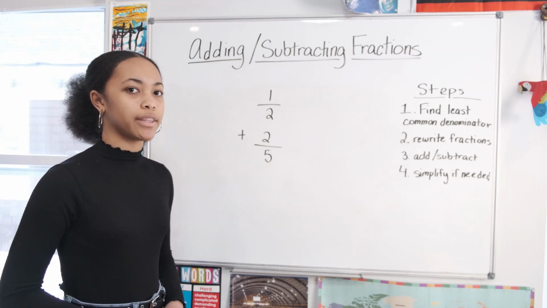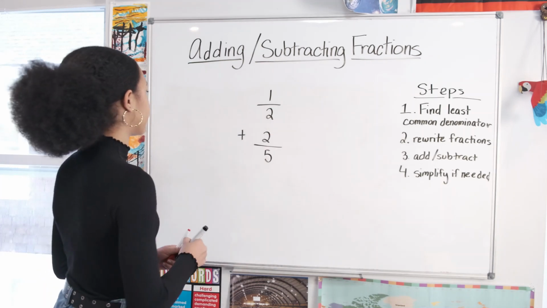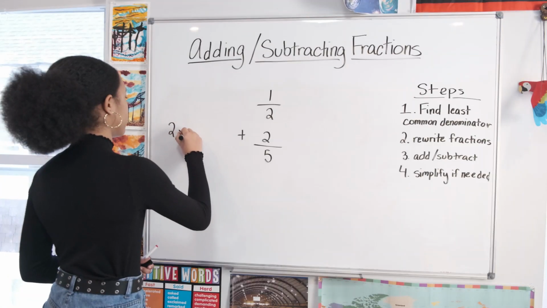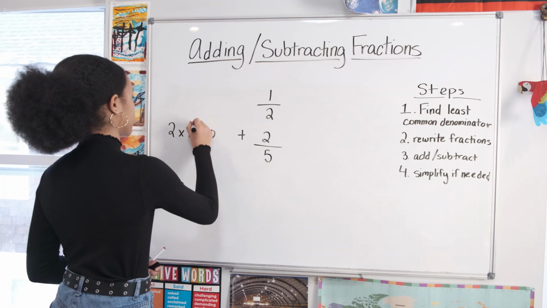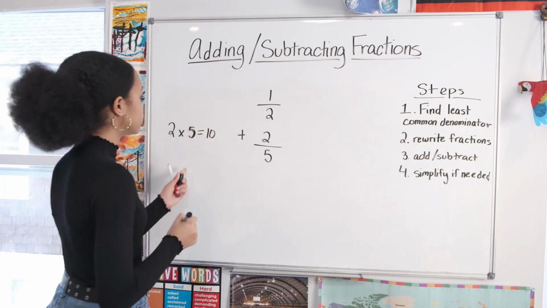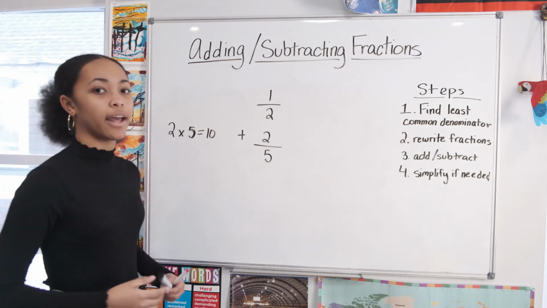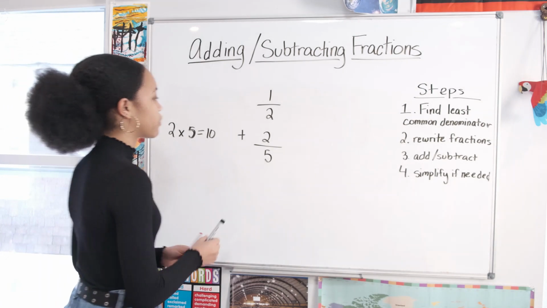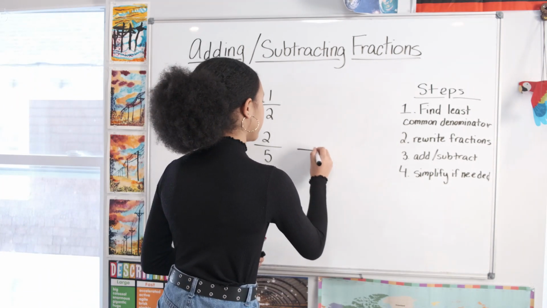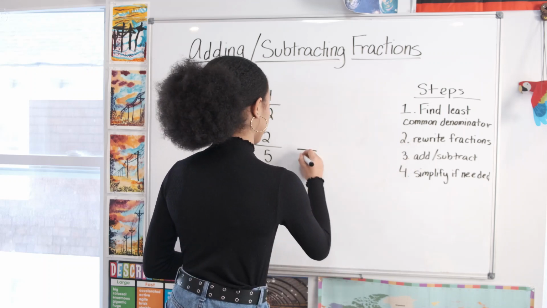One quick way of doing this is to just multiply 2 and 5 together. 2 times 5 equals 10. Sorry about that 5. 2 times 5 equals 10. And that is our common denominator. So we're going to move this equation over to rewrite the fractions, which is step 2.